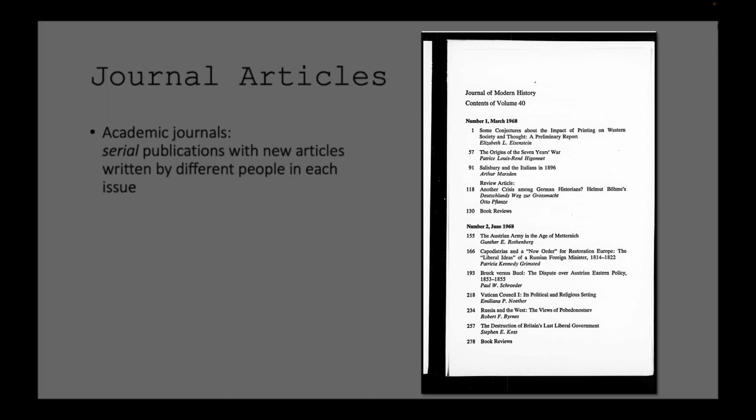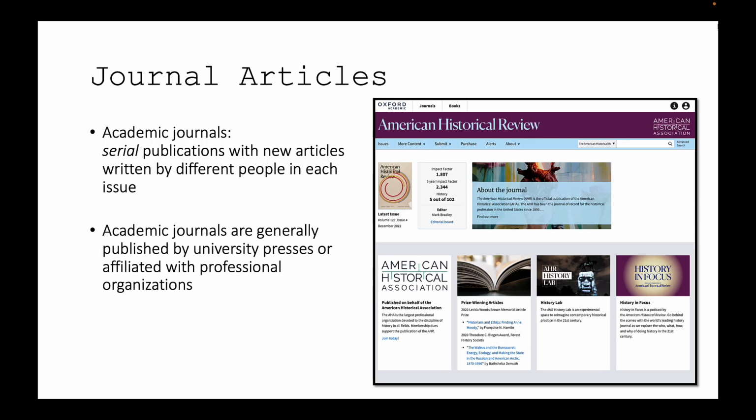You can see that in the first issue that was published in March 1968, there are four different articles, or 3 articles and 1 review article, and then a bunch of book reviews, right? But all those articles written by different people. Okay, how do you know if a journal is legit, right? Or a journal article that you found is legit?